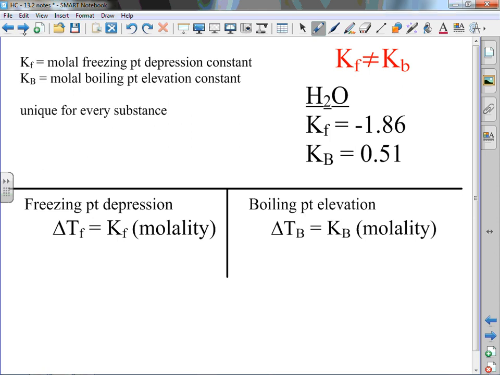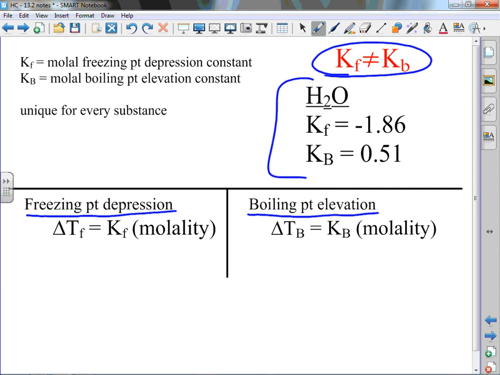So here's what it is. The K values are Kf and then Kb. If we look here at Kf, it is the molal freezing point depression constant, and Kb is the molal boiling point elevation constant. Here's the thing we just said. Remember from last page, freezing point drops, boiling point rises. So the freezing point depression, the boiling point elevation. These K values, first of all, for a particular chemical, they're never equal. And here are water's two values. So again, constants have to be given.